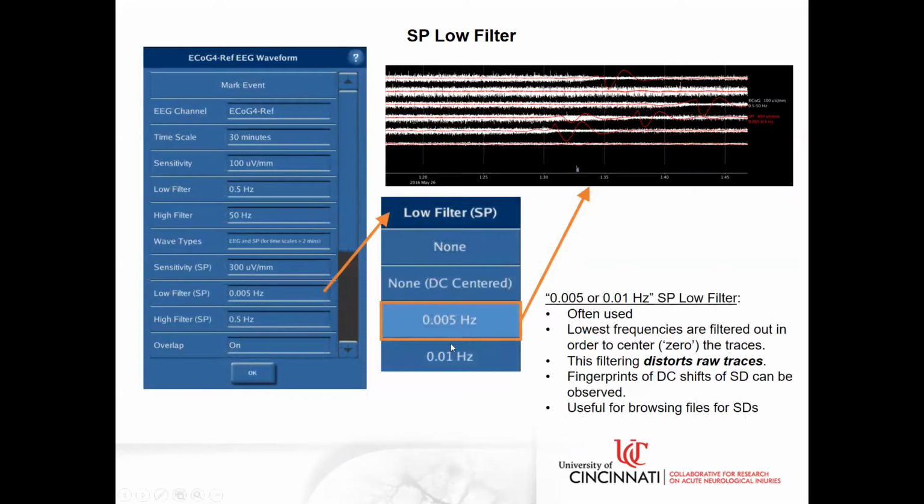The third option is to use a high-pass filter, that's the low-end filter, of 0.005 or 0.01. This is also used very frequently. What happens here is that the very lowest frequencies are filtered out in order to provide an exact centering of the traces, so that the baseline red trace is always running through the middle of the higher frequency white traces. This makes the review very speedy and somewhat simplified. The downside is that it does distort the raw DC waveforms of spreading depolarizations. So we can't directly interpret these funny-looking triphasic waves, but it doesn't filter it so much that we can't see that they're there. So that's the real advantage of this, as well as the limitation.